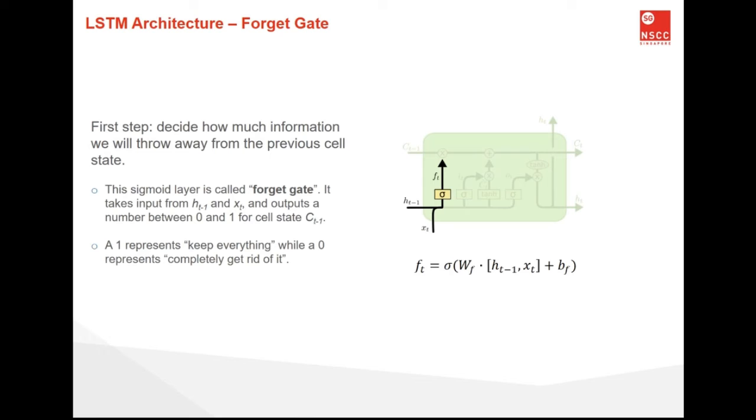The first step in an LSTM cell is to decide how much information we will throw away from the previous cell state. And the equation for the forget gate is shown here. It takes the hidden state output from the previous timestamp and input at the current timestamp as input, and uses a sigmoid function to transform the input to an output number between 0 and 1. If output is 0, then the network will forget everything. And if the value of output is 1, it will remember everything.